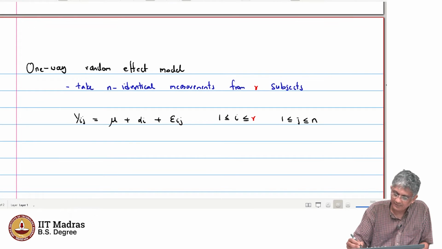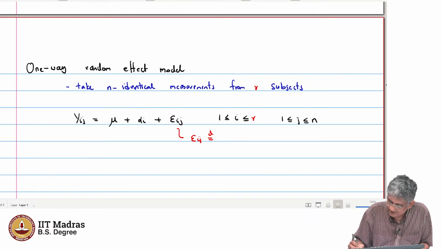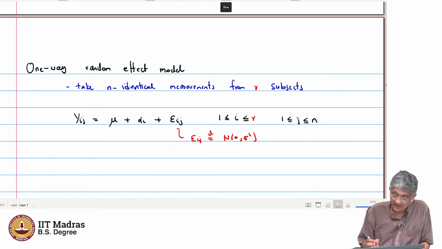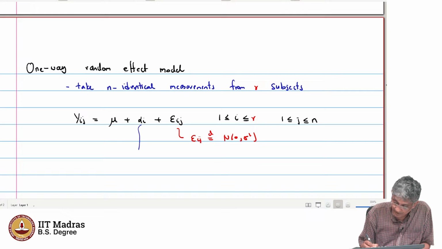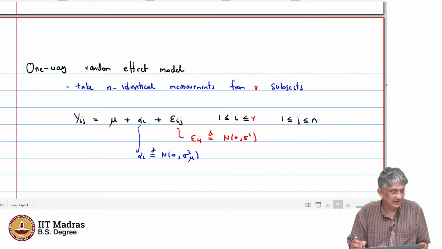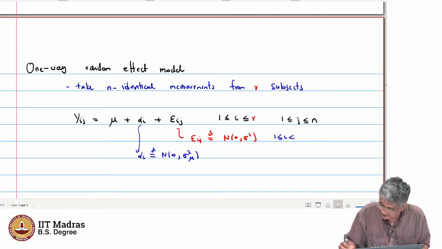And I'll assume again like before, as we've done until now, the epsilon ij's were all distributed as normal with mean 0 and variance sigma squared, and they were independent. This is the standard model. But to introduce random effects, I'll think of alpha i's as also normal. So we'll think of alpha i as distributed as normal with mean 0 and variance sigma squared mu, for 1 less than or equal to i less than or equal to R, 1 less than or equal to j less than or equal to n.